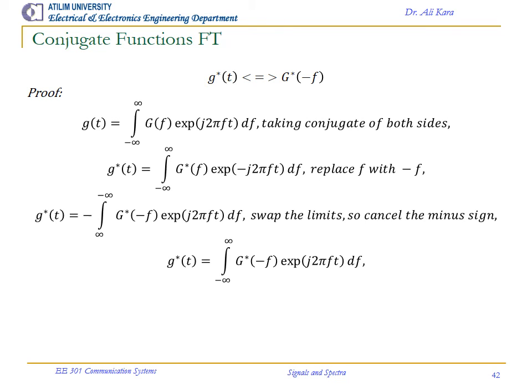Conjugate functions Fourier transform. g conjugate of t and G conjugate of minus f are Fourier transforms. Proof. Take the conjugate of both sides in the formal definition of the inverse Fourier transform. Then replace the integration variable f with minus f. Note that the limits of the integral change sign too, because they are defined on the variable f after the variable change. Swap the limits of the integral so you get rid of the minus sign, and the conjugate function's Fourier transform property is proven.